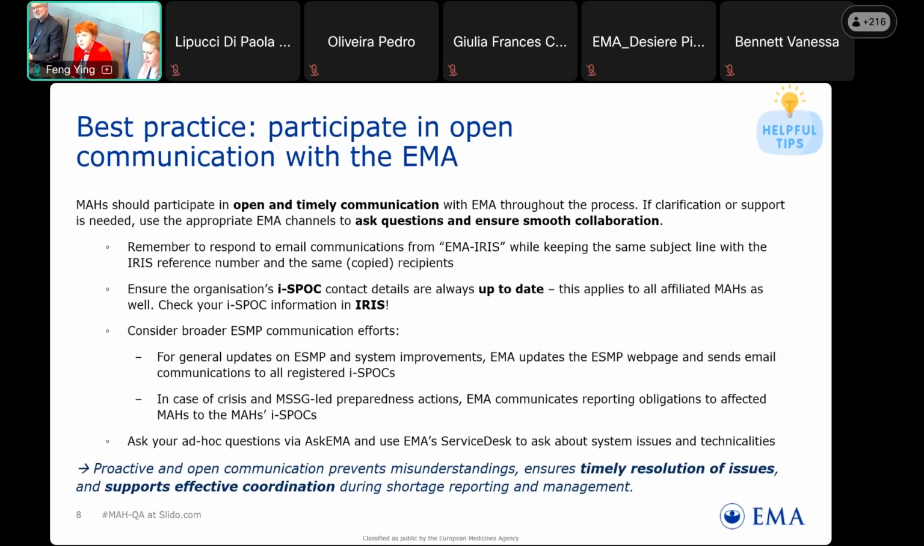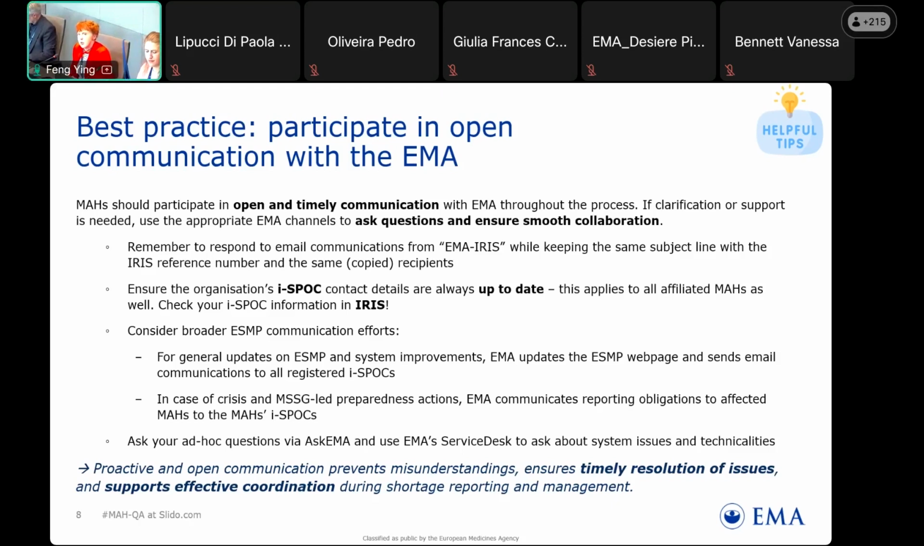When you get an email from us, there will be EMA IRIS in the subject line. So please do not change that, because there is an automatic message sorting that goes in the case management. So of course we want to keep all our communication pertaining to a specific case there, so we can have it all tracked. So please do not change the subject line. And also, very importantly, do ensure that all the ISPOC contact details are up to date. So all your affiliated marketing authorization holders need to have an ISPOC, and they need to be up to date.